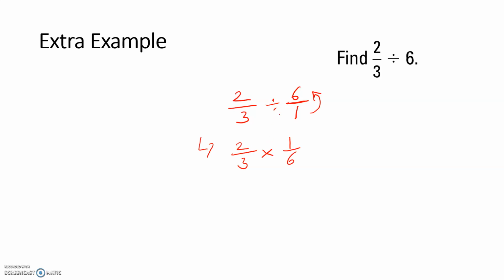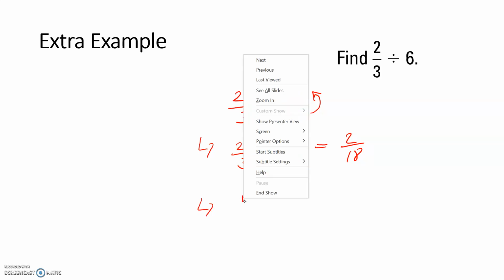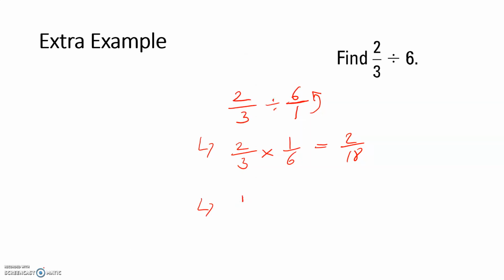All right, and now I could simplify. Once again, I'm just going to go ahead and multiply it and then simplify at the very end. So that's 2/18, and then the last thing I'm going to do is divide. 2 is a common factor of 2/18, so 2/18 equals 1/9. All right, go ahead and do the next one on your own.